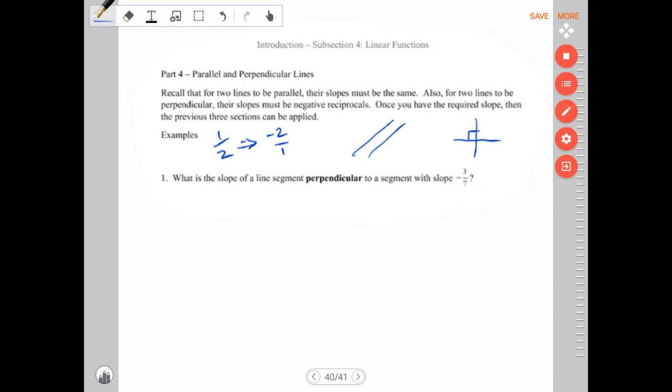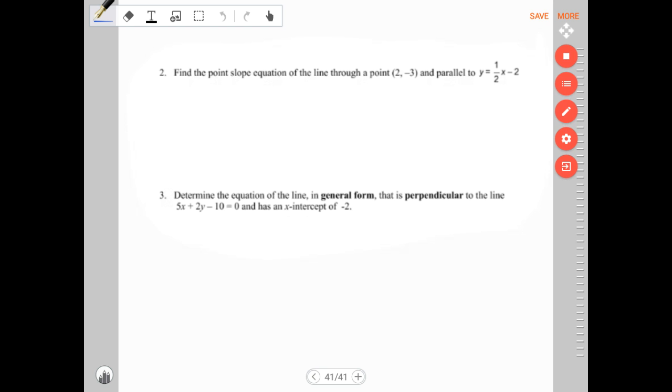I kind of stole my own thunder with example 1 here, because what is the slope of the line segment perpendicular to the segment of that? Okay, well, you flip the fraction over, so it's 7 over 3, and then change that sign. So it was negative, so now it's positive. So the slope is just positive 7 over 3, or just 7 over 3. That's pretty straightforward. All right, so number 2.